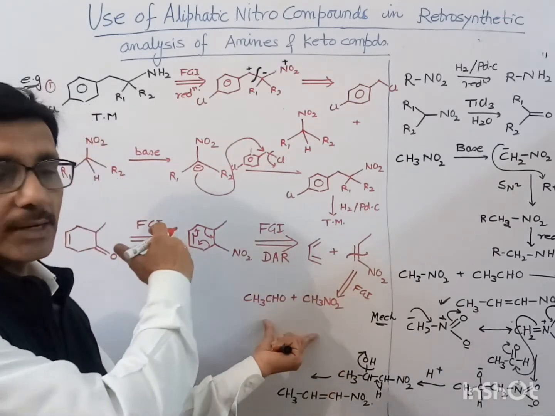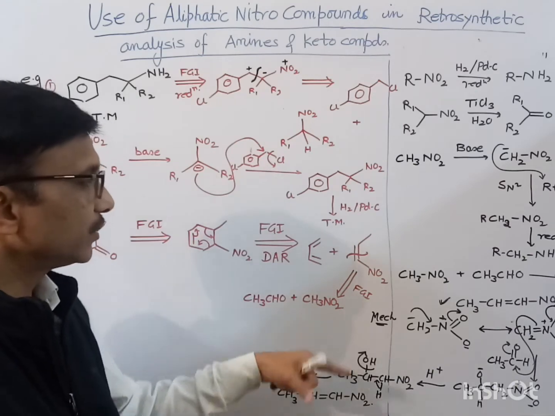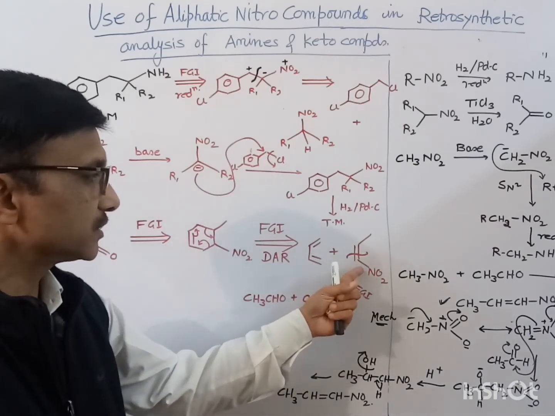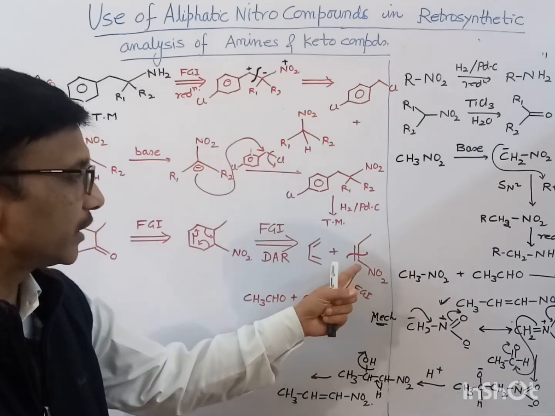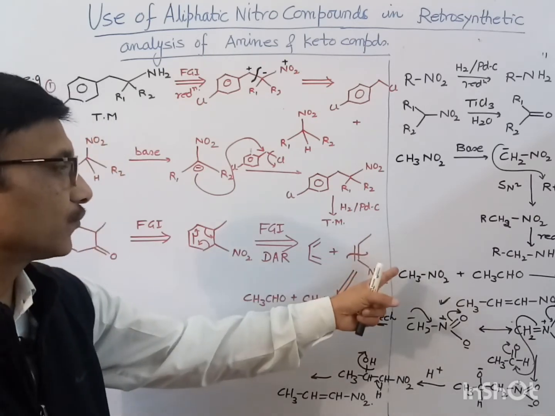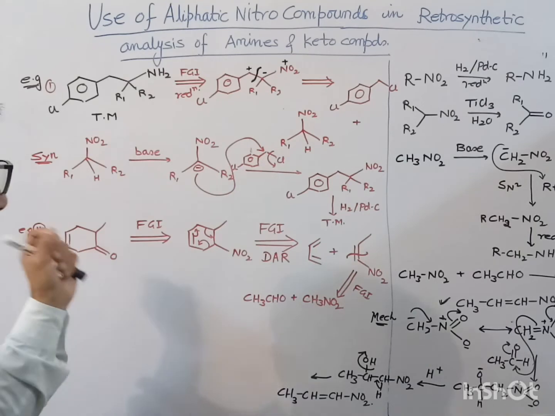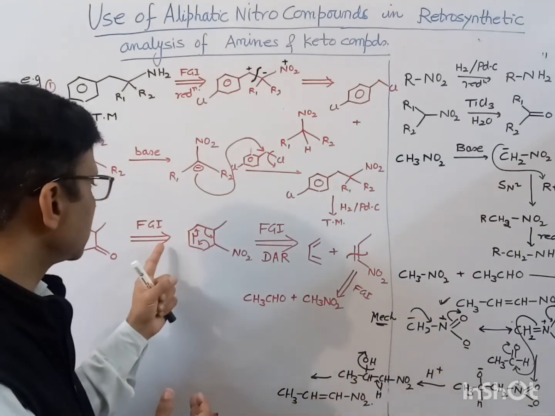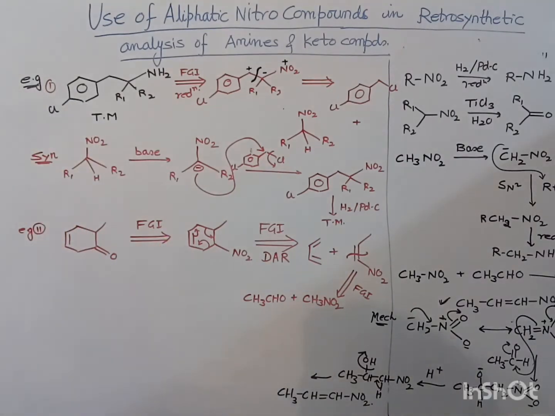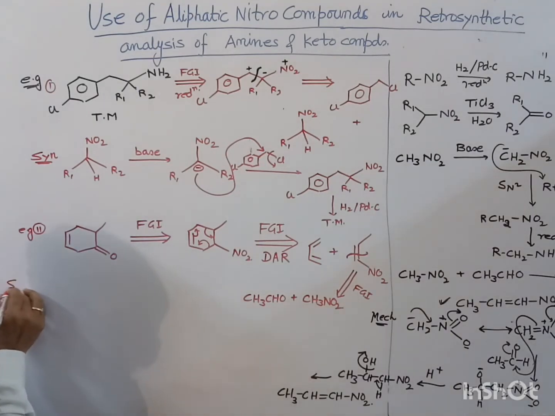Using these synthetic equivalents, you have to go in a backward direction. React this, you will find this alpha beta unsaturated nitro compound, and this will act as a dienophile. It will react with this diene to give this one, and further FGI will give you this. Further reaction with TiCl3 will give you this. Okay, so you can write the synthesis now. You can write the synthesis easily.